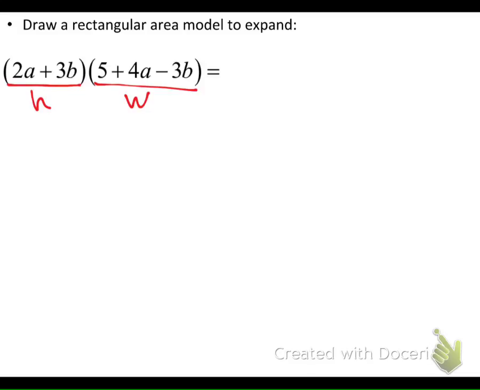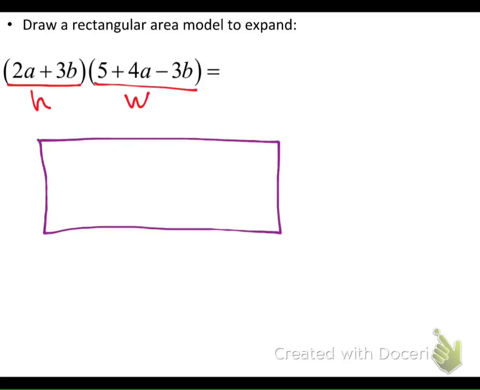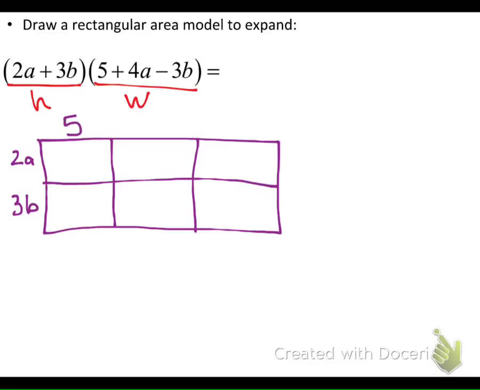Very good. All right, so now I'm going to draw my rectangle. How many heights do I have? David, how many heights do I have? 2, sorry. Okay, that's okay. Good. I have 2 heights. So I'm going to plug those in, 2A and 3B. How many widths do I have? 3. So I'm going to plug in 3 widths. Plug them in order that they appear.